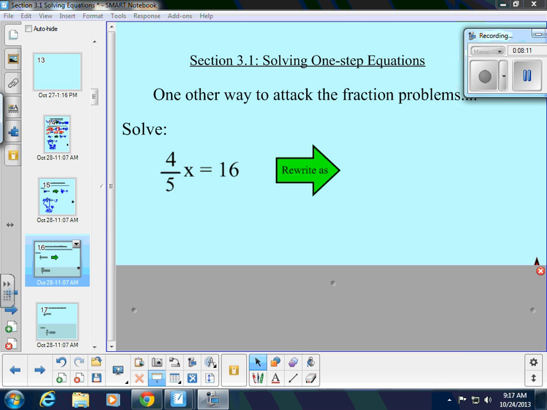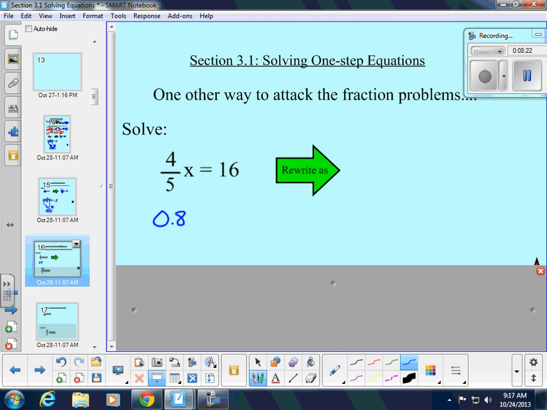Showing one last example just to make sure we got it. This one says 4/5 x equals 16. So again, one way I could deal with this is I could just take 4 divided by 5 and turn that into a decimal, and it'd be 0.8. And I could say 0.8x equals 16 and divide both sides by 0.8. And that would work. That would give me the answer.